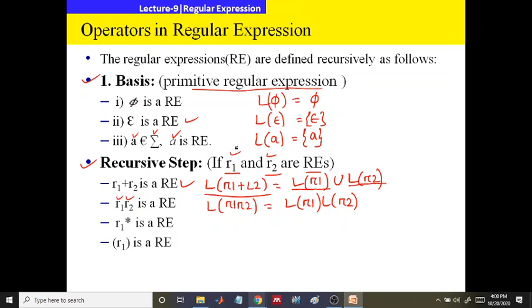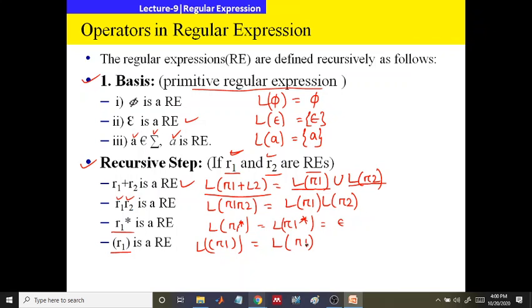So if R1 is a regular expression, then R1 star is a regular expression. So what is the language accepted by R1 star? It is nothing but R1 star, the language accepted by R1 star. R1 star means all the strings of R1 including epsilon, okay, which is a zero length string. So if R1 is a regular expression, then bracket R1 is again a regular expression. So what is the language accepted by bracket R1? It is nothing but the language accepted by R1, right?